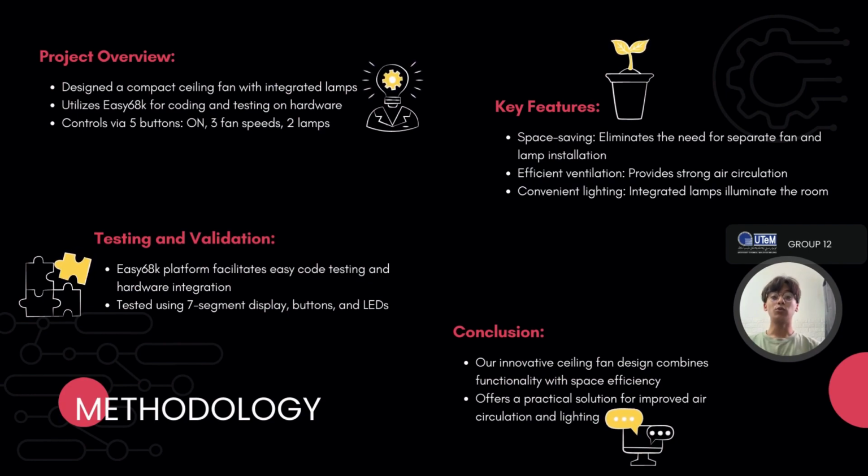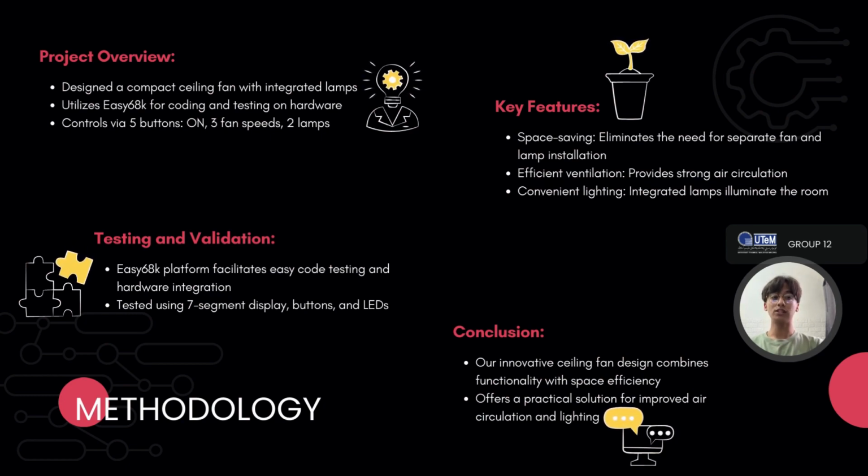Okay, after that we're moving on to the methodology. In this methodology, I'm going to tell you all about the project overview, the key features, the testing and validation, and the conclusion for our project. So let's go to the project overview. The project overview is to design a compact ceiling fan with an integrated lamp, and then to utilize EASy68K for coding and testing on hardware. And then the last one is to control via 5 buttons: 3 for fan speed and 2 for the lamp.